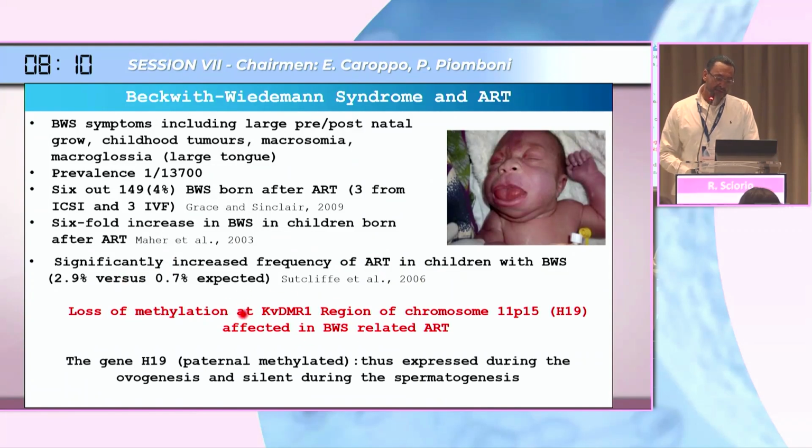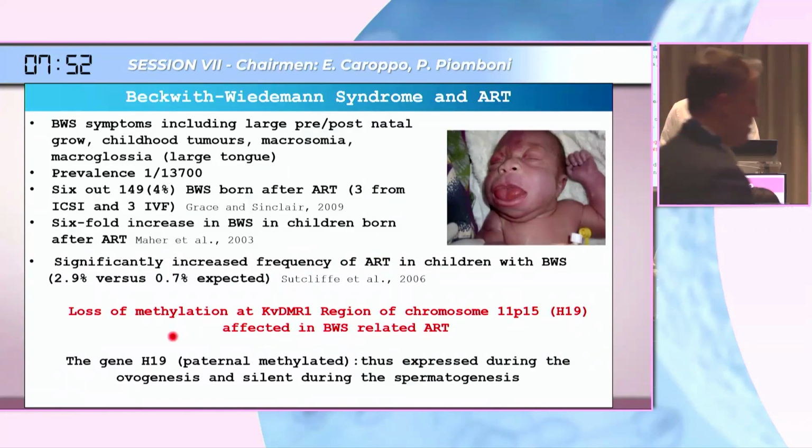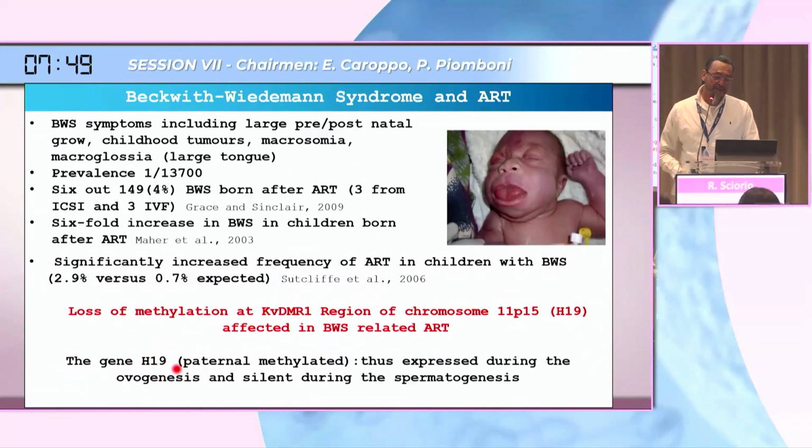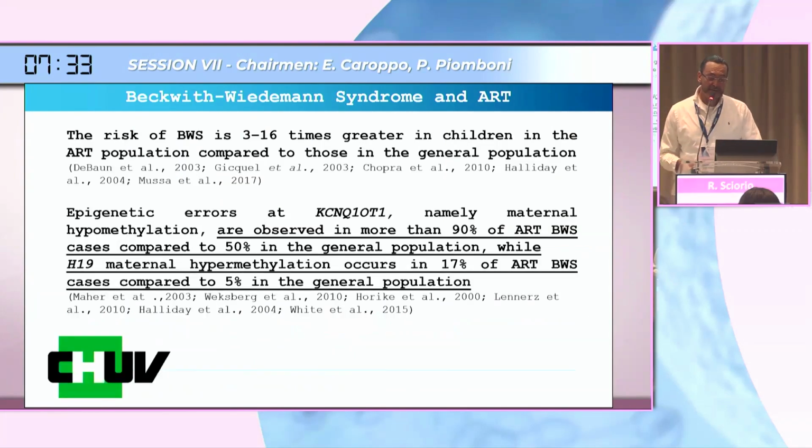there is a loss of methylation, for example for Beckwith-Wiedemann syndrome, in this specific region, which is KvDMR1, and this is the alteration of the gene H19. So this is common in ART babies which develop this syndrome. So this gene, the H19, which is paternally methylated, so should not be expressed, but in the babies which have this syndrome after ART, this alteration has been found. And this has been found by many other studies.